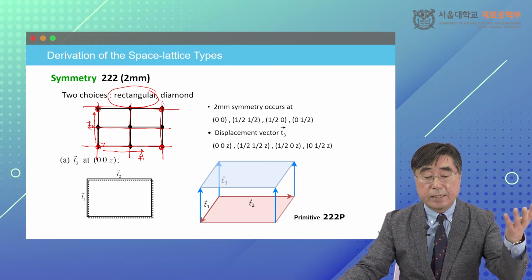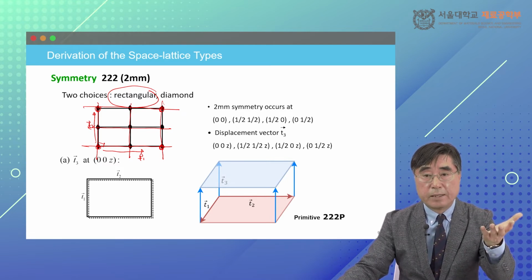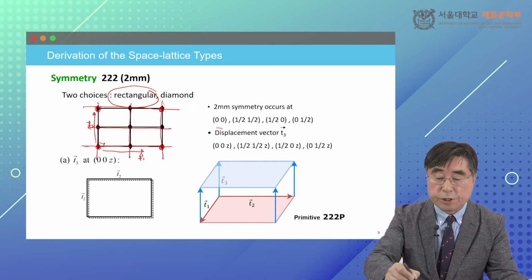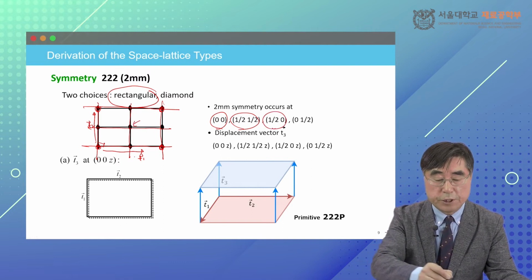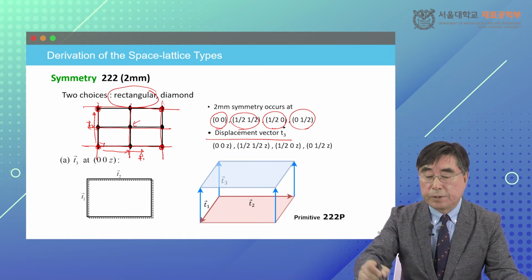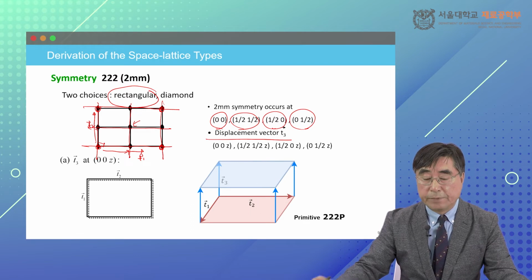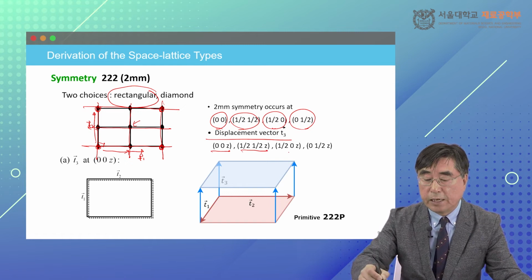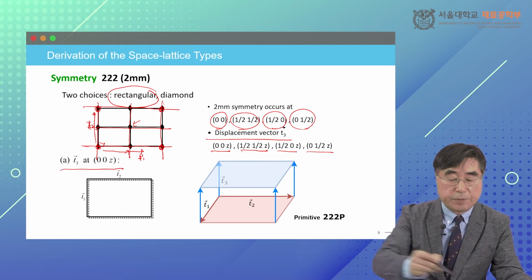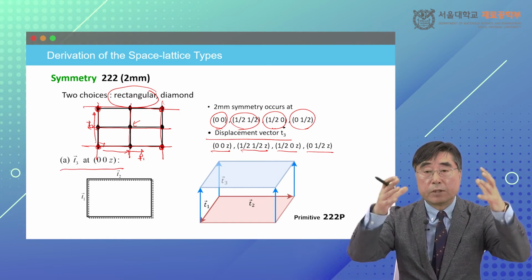If I select the same plane net and put it on top of that, remember, we have to maintain the symmetry elements. So these 2mm symmetry elements occur at 0, 0 positions, and half, 0 position here, and half 0 position here, and 0, half position here. So when I put the next level, the T3 vector can be defined at 0, 0, G on top of that, and half, half, G, half, 0, G, and 0, half, G. All right, first select the T3 vector at 0, 0, G, just to put it on top of that.